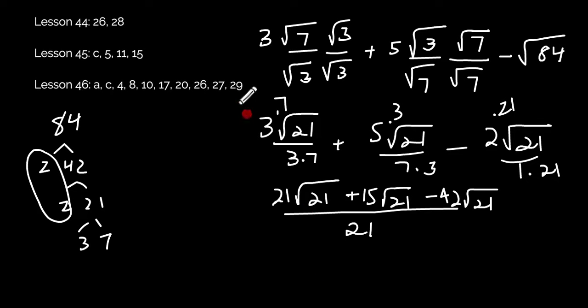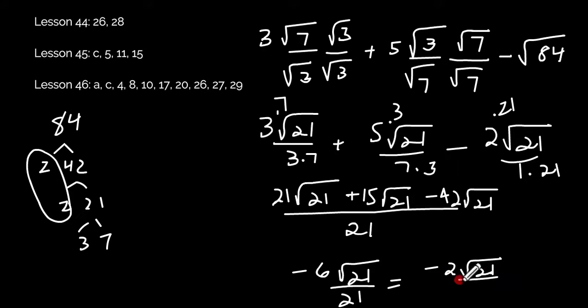And I'm just going to combine the coefficients. So 21 plus 15 minus 42 is going to give us negative 6 square root of 21 over 21, and then you need to reduce this. 3 goes into both of these, so negative 2 square root of 21 over 21. I'm going to check that answer. 46a. Yes, that is the correct answer. Okay, next one, C.